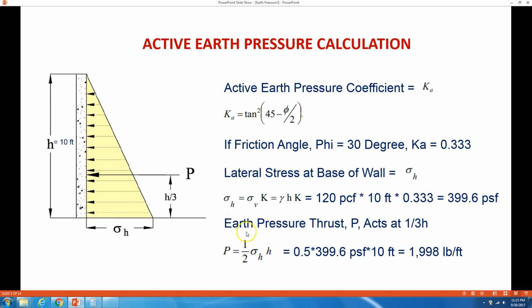That's the lateral stress. Well, what's the earth pressure? The earth pressure P is the area of the triangle. So it's 1/2 times the base times the height. So it's 1/2 times the 400 times the 10, so it's almost 2,000 pounds per foot, or 2 kips per foot. So every foot into the page, the backfill force that the wall experiences is 2,000 pounds per foot.